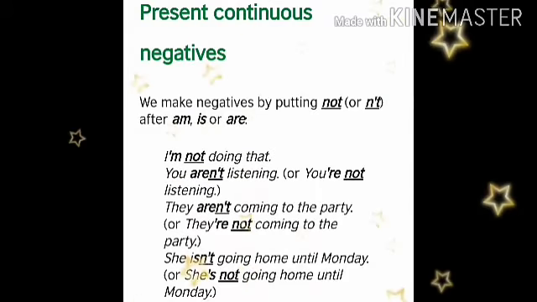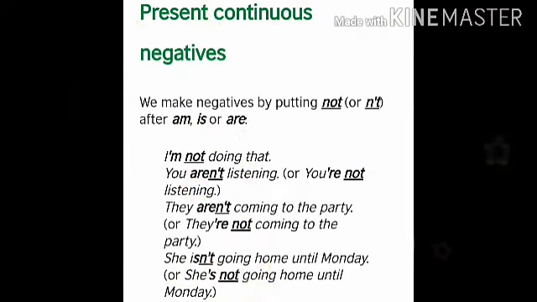But before that, let's see how negative sentences are formed in present continuous tense. It's very simple. We just need to add not after the helping verbs. For example, I am not doing that. You are not listening. They are not coming to the party, and so on.